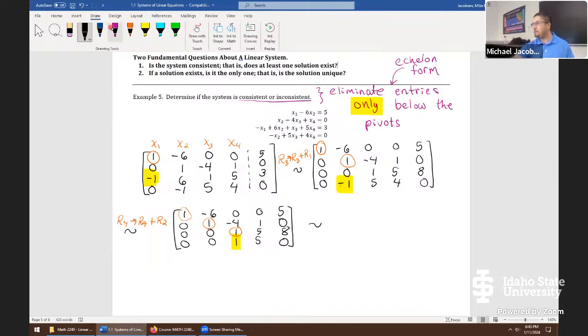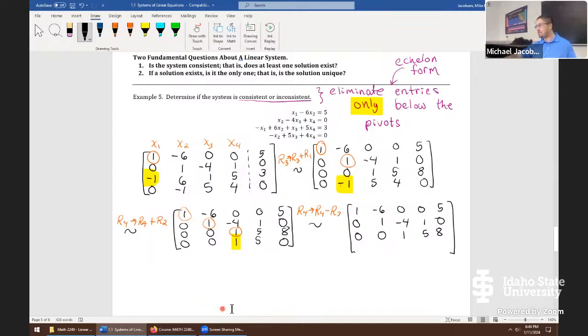So here's our row equivalent step, and we'll say row 4 will be replaced with row 4 minus row 3. Or in other words, take -1 times row 3, add it to all the entries below. First thing we want to do is tedious though. Rows 1, 2, and 3 just copy in. So once again, 1, -6, 0, 0, 5. Row 2 is 0, 1, -4, 1, 0, and then 0, 0, 1, 5, 8.